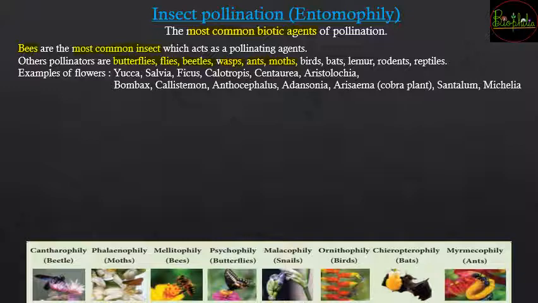Now there are some flowers, those who prefer to get pollinated by insects. They are as yucca, salvia, ficus, calotropis, centuria, alistoria. All these are going to be the flowers who prefer insect pollination. Now out of this you have to remember that bombax and callistemon, this is flower that is going to undergo bird pollination. So bird is going to help in the pollination of these flowers.